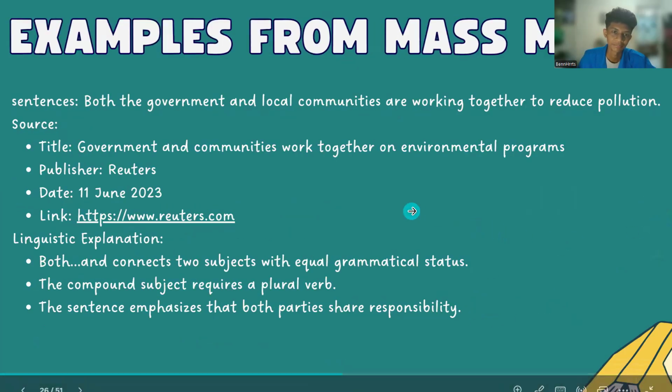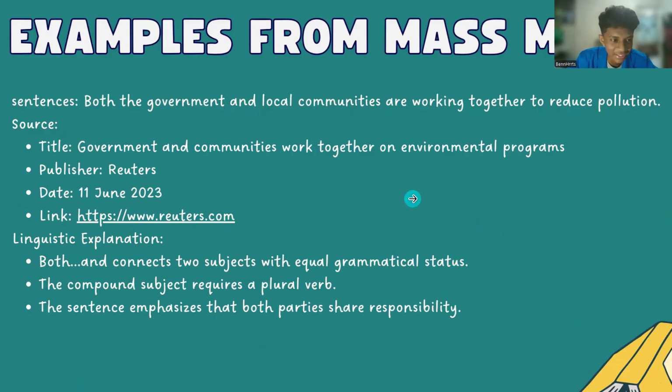And this is for examples from mass media. The sentence is: both the government and local communities are working together to reduce pollution. And this is for the source. The title is Government and Communities Work Together on Environmental Programs. The publisher is Reuters. The date is June 11, 2023.